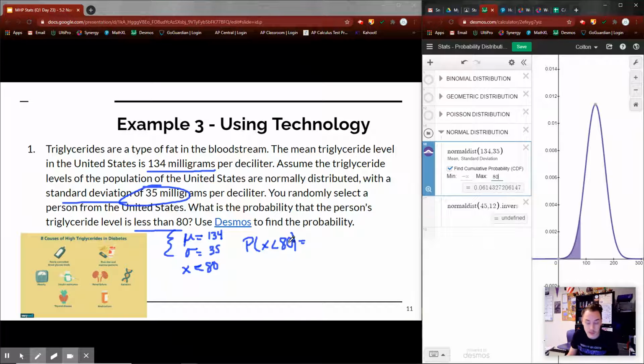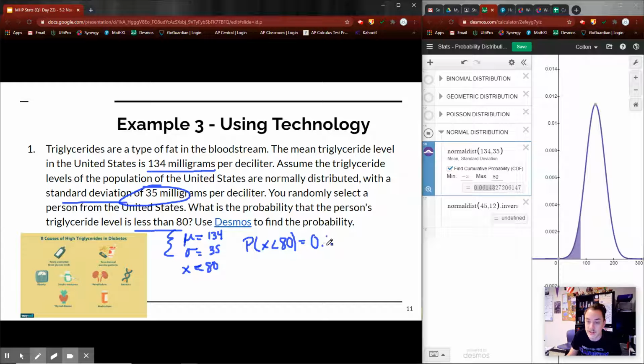Okay. So now what is that probability? It's right here. And so I'm going to take that 0.0614, roughly 6%. And it's that simple, guys. It is that simple. Okay. All right, let's move on.